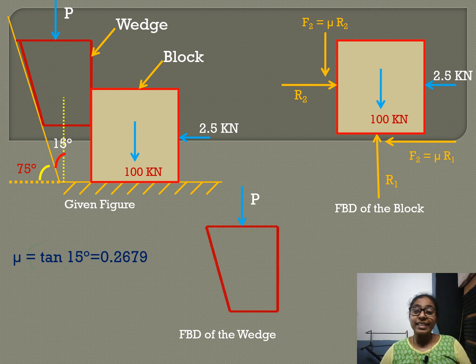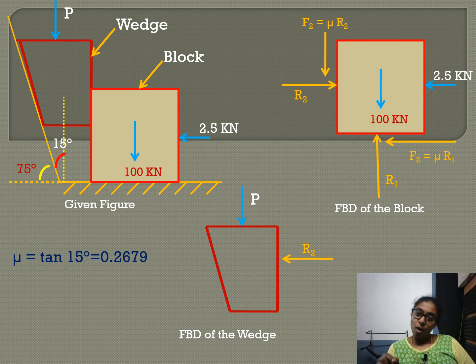Next we have to draw the free body diagram of the wedge. So this is the wedge and the applied load. P is the applied load which we have to find. There are two contact surfaces for the wedge. One is the block and the other one is the inclined surface.